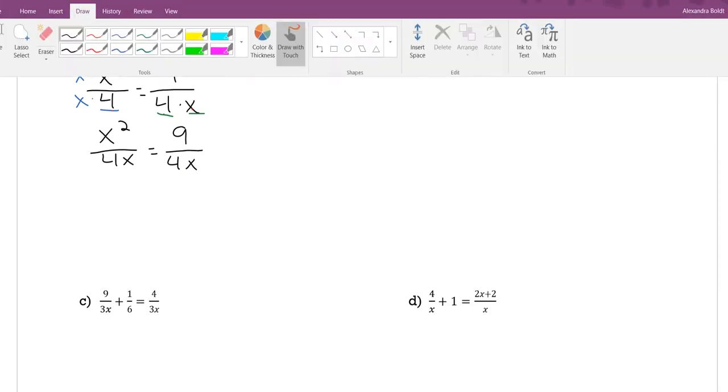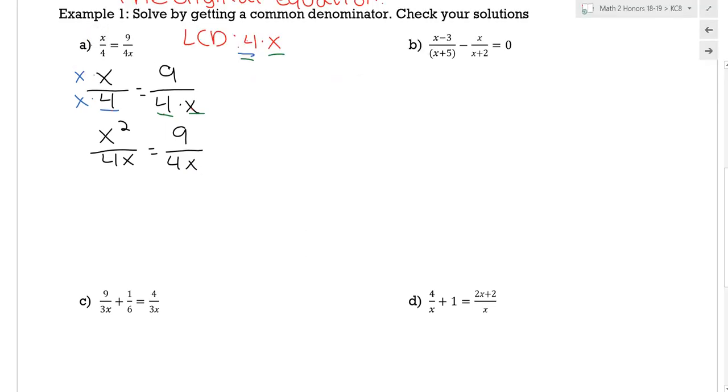Once we have the same denominator, in order for these two things to be equal, the only way they're going to be equal, since they have the same denominator, is they have to now have the same numerator.